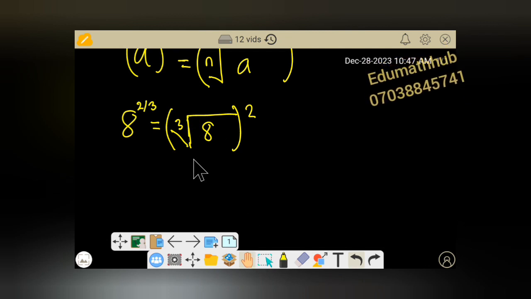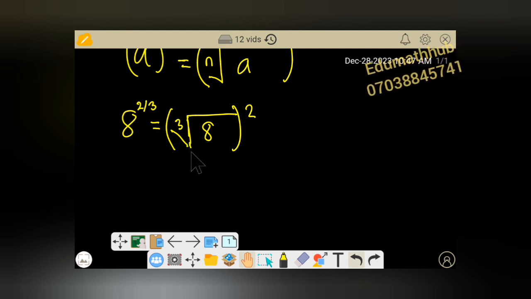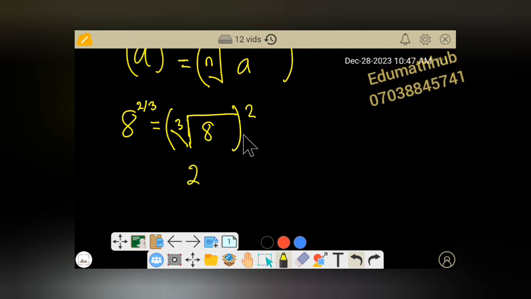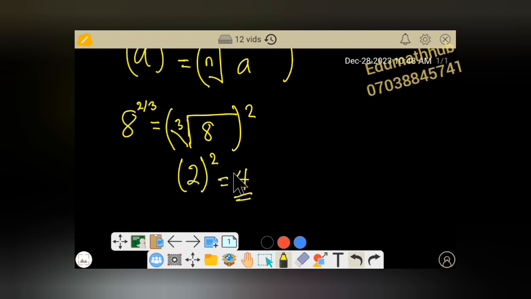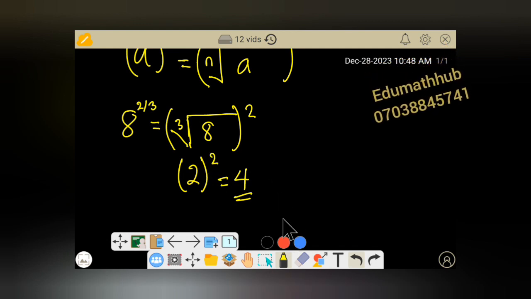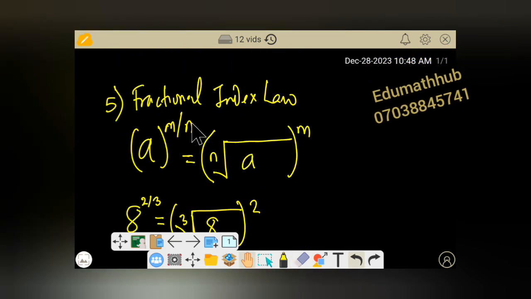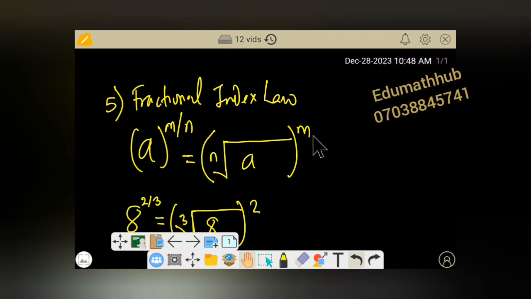Then to finish it up, this sign here means cube root of 8. Cube root means the number that you multiply 3 times that will give you 8. The number is 2. 2 times 2 times 2 is 8. So everything in this bracket here is equal to 2. Then the 2 outside, 2 raised to the power 2 gives you 4 as the final answer. So that's how you use the fractional law. Irrespective of what you are given, just make sure you follow this formula here. The one at the lower part will form the root sign, the base will be inside here, the m will be outside here.